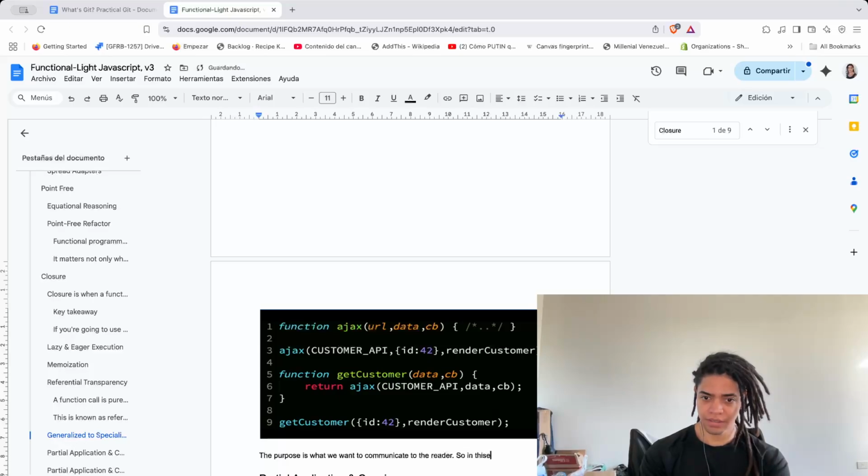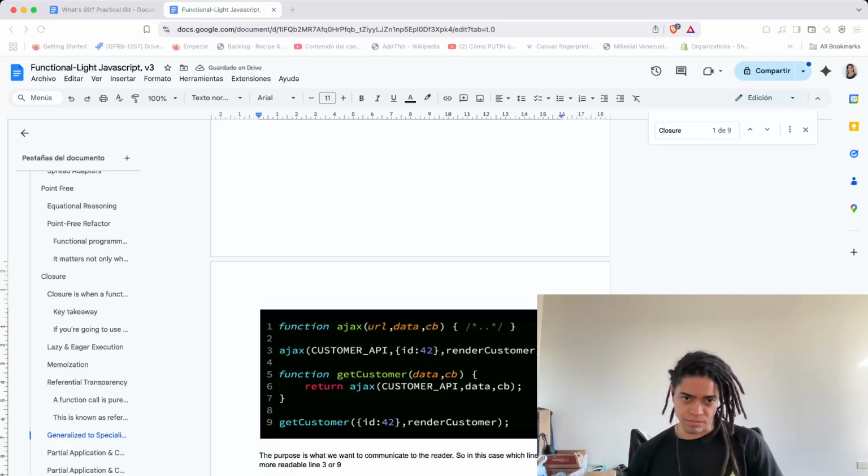So in this case, even though you now have AJAX, and similar to this, get customers. So you are now, in this case, which line is more readable? Line 3 or 9?